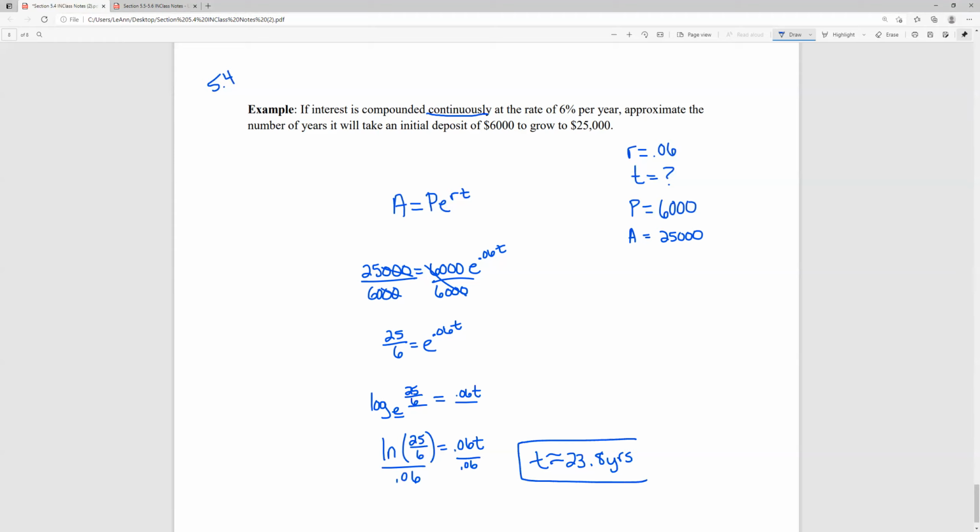On the one we did in class, we found the actual calendar year, and that's because they gave us a starting point. They didn't give us any years here. We're just approximating how many years this will take. So this is a perfectly acceptable format for that answer. Okay, so that was the only one left in 5.4.